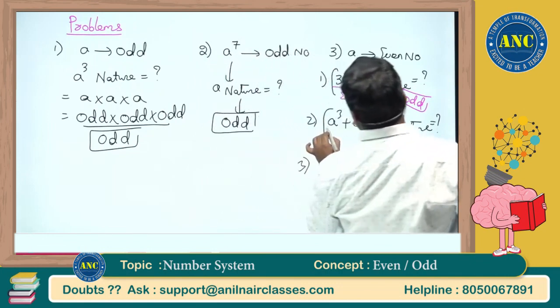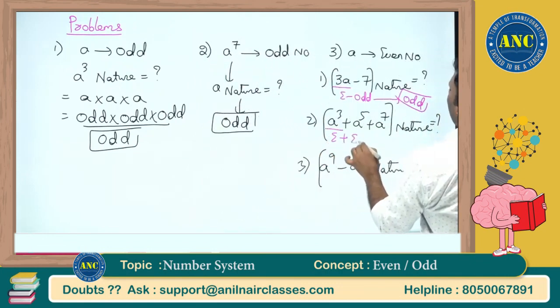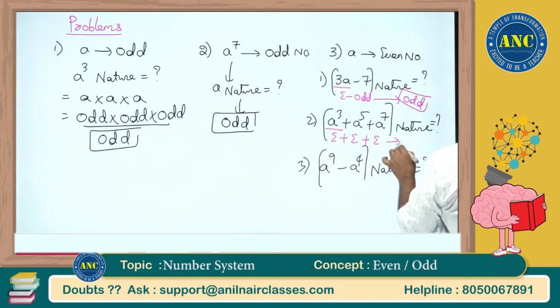Next, A is an even number. Even into any number, even. Even into any number, even. Even plus even plus even, the answer is an even number.